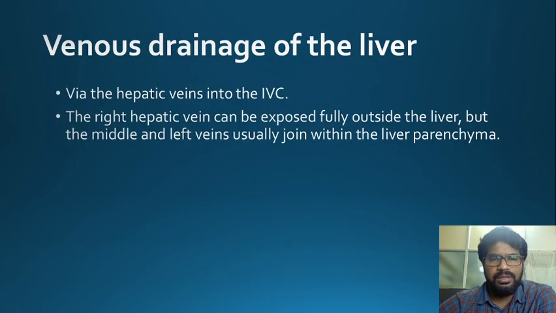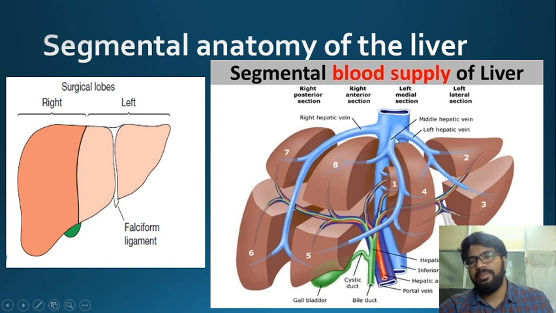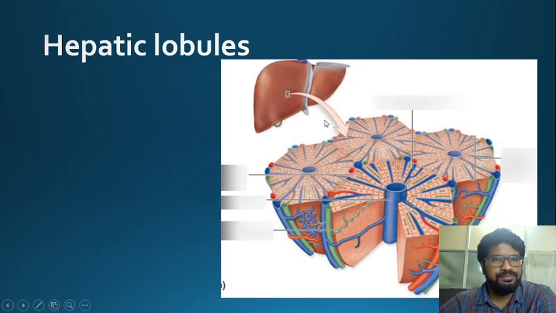So via the three main hepatic veins, the right, middle, and left, blood enters the IVC. The right hepatic vein can be seen fully outside the liver, but the middle and the left hepatic veins join within the parenchyma of the liver and then open into the IVC. There are other veins known as inferior hepatic veins, which are the short hepatic veins, which directly communicate the liver parenchyma with the IVC, independent of these hepatic veins.